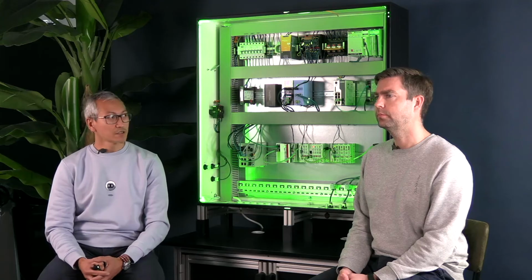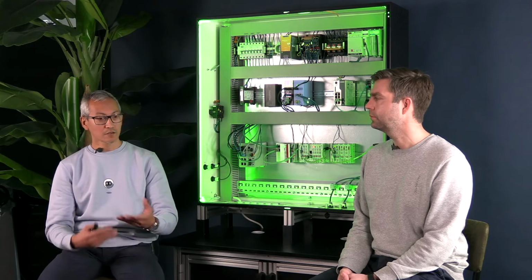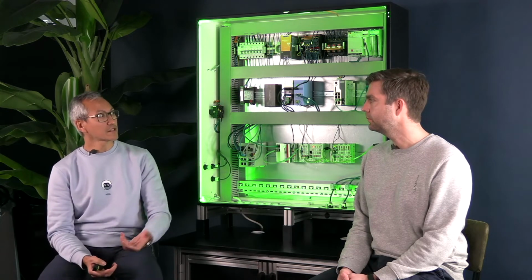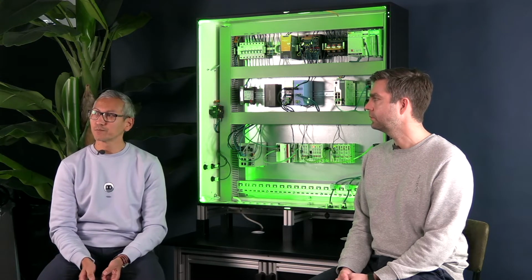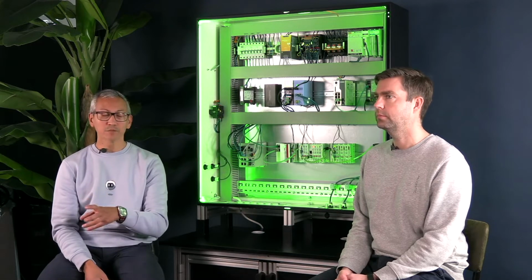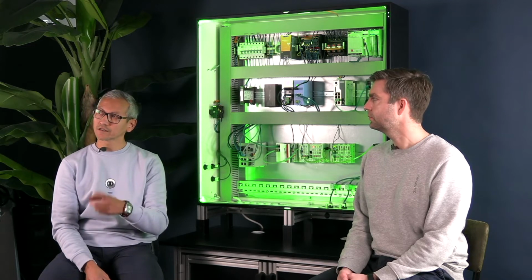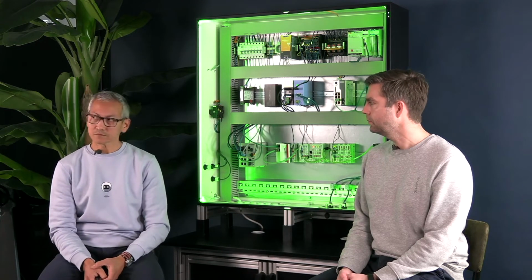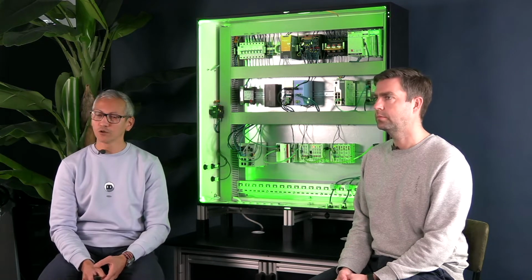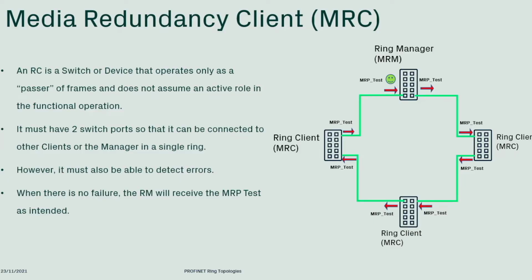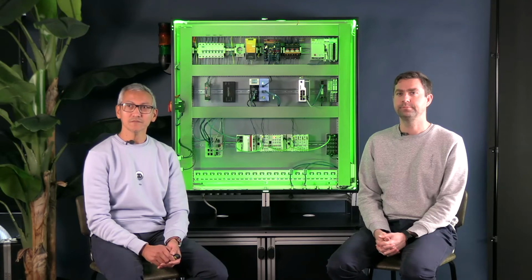But that's only for the test message. The normal messages you have in your process, the data exchange, are only sent by the ring manager over the entire network. But the ring manager will block those messages when they're coming in. Okay. So one port of its switch is blocked and the other one is open. So then the message doesn't go around. Yeah, so it's not a continuous loop of the message.